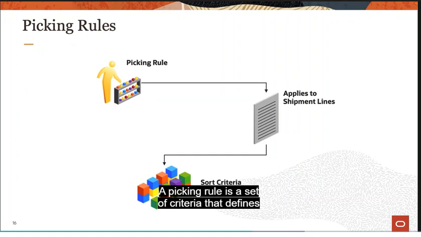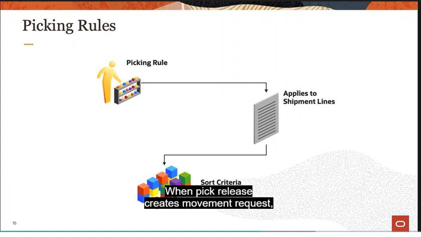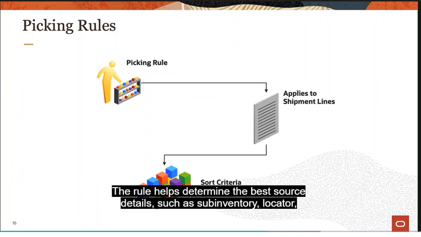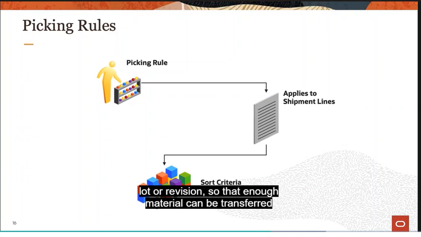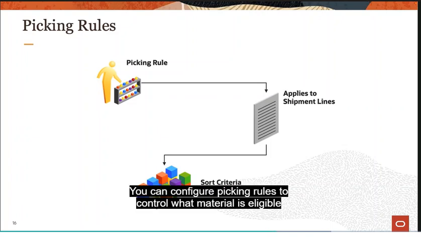A picking rule is a set of criteria that defines the priorities used to pick items from finished good inventory for shipment. You define picking rules in Oracle Inventory Management. When Pick Release creates a movement request, inventory uses the assigned picking rule to locate the material needed for each movement request line. The rule helps determine the best source details, such as subinventory, locator, lot, or revision, so that enough material can be transferred to the staging location for shipping.